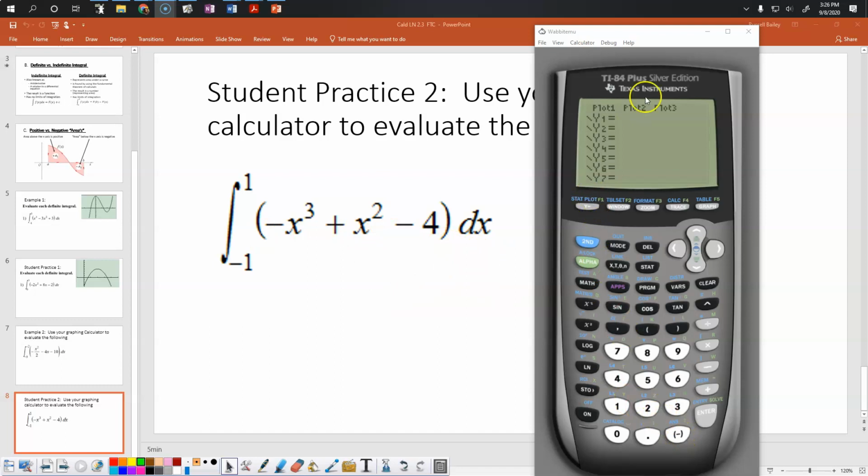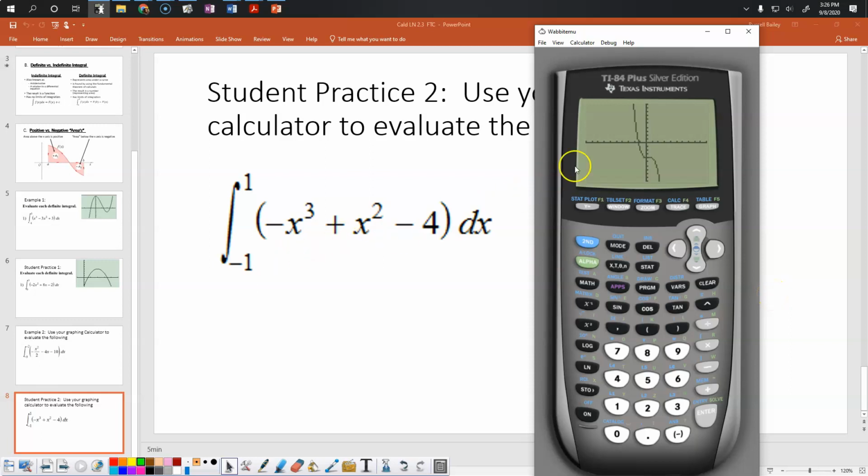We go to y equals, and we're going to type in negative x to the power of 3 plus x to the power of 2, which I can just push my square button here, minus 4. Notice I put a negative here, put a minus here because this one's a negative, this one's a minus. If you got error, that's probably what you did wrong. Next, we're going to push graph, and there's my graph.